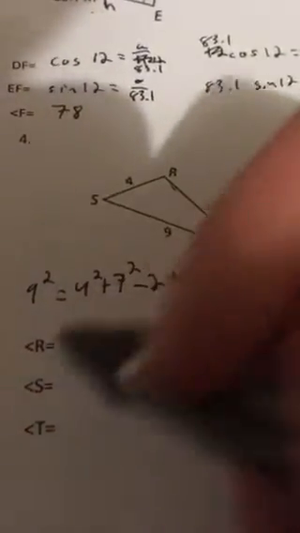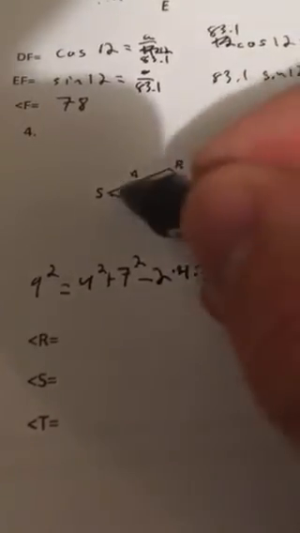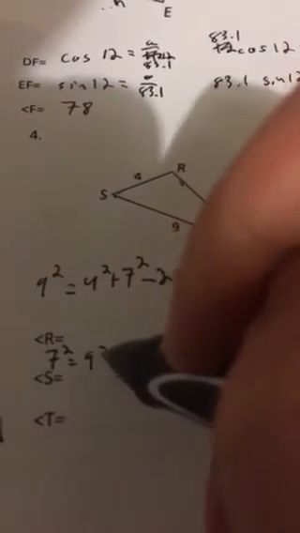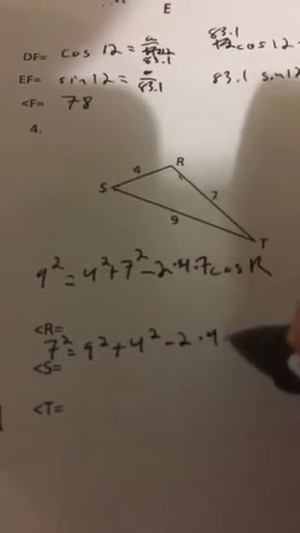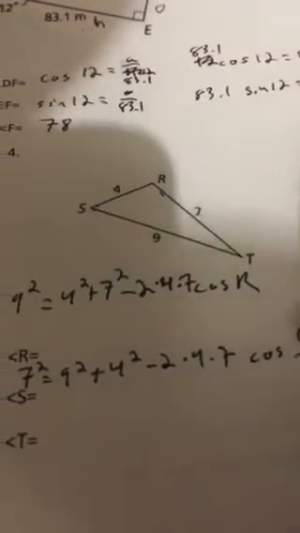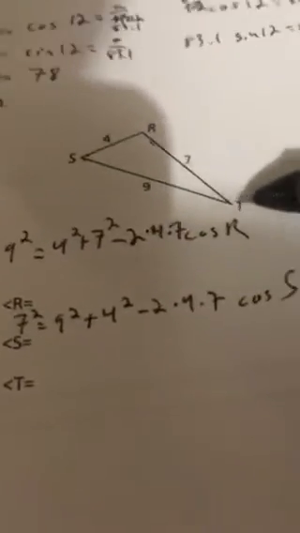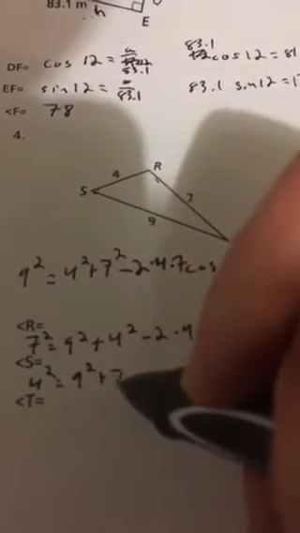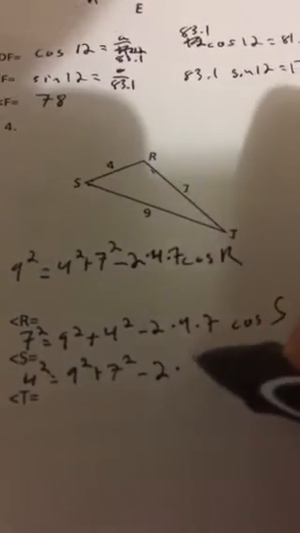My setup for S now is going to change which side's my little c squared. So for S, we're going 7 squared equals 9 squared plus 4 squared minus 2 times 4 times 7 times the cosine of S. And when we're solving for angle T, it switches up again, which my little c is. So now 4 squared equals 9 squared plus 7 squared minus 2 times 9 times 7 cosine T.